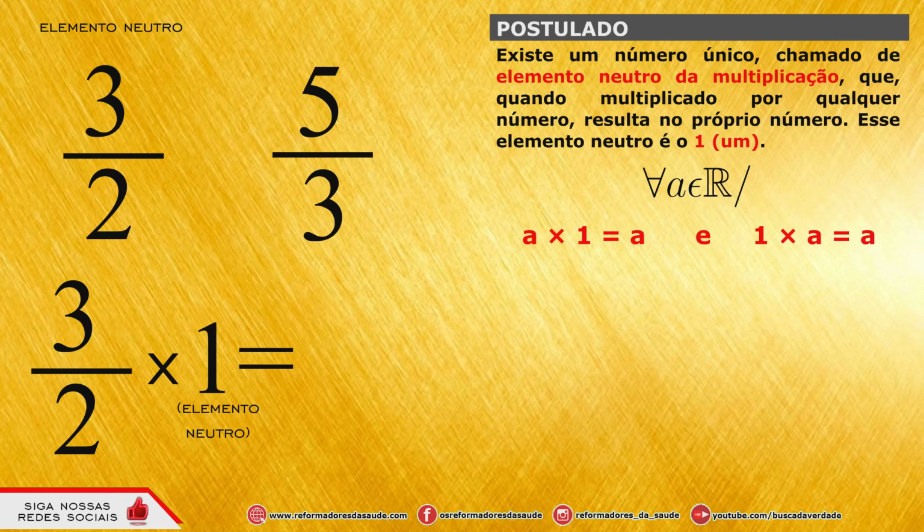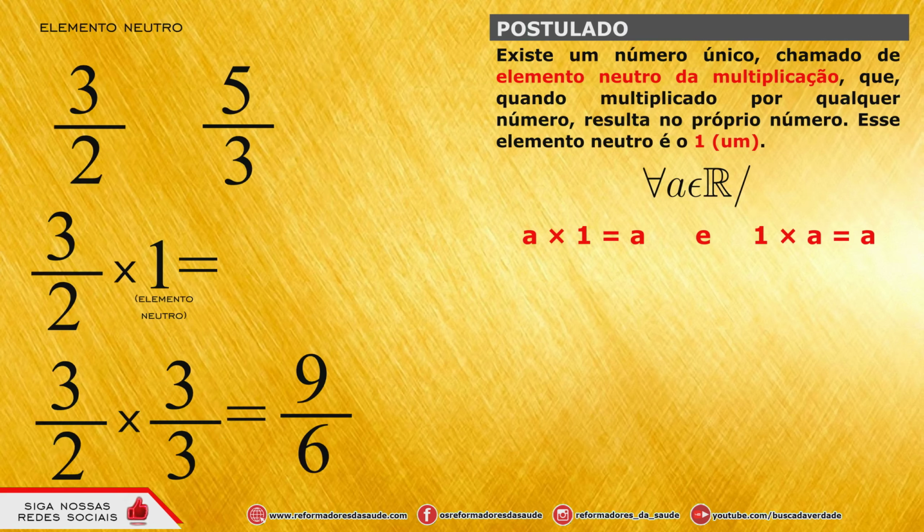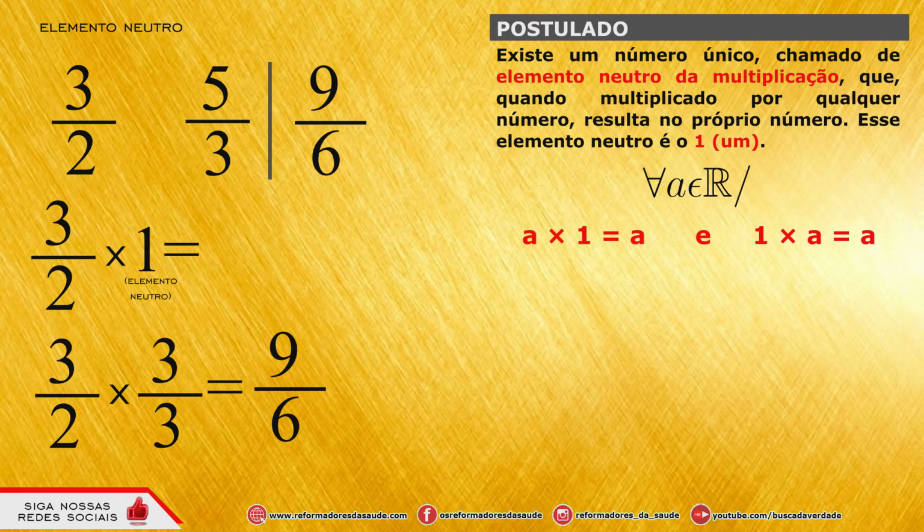Now can I replace the neutral element with 3 divided by 3? Let's see, 3 divided by 2 times 3 divided by 3. It becomes 3 divided by 2 times 3 divided by 3 equals 9/6. So the result of the first fraction, 9/6.